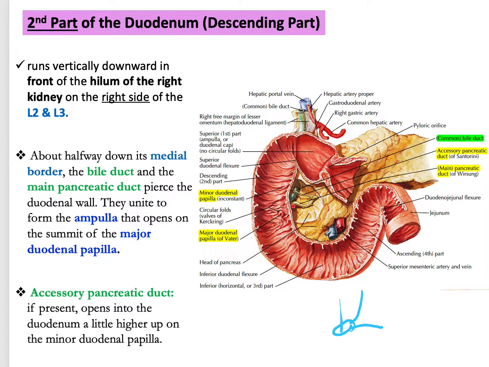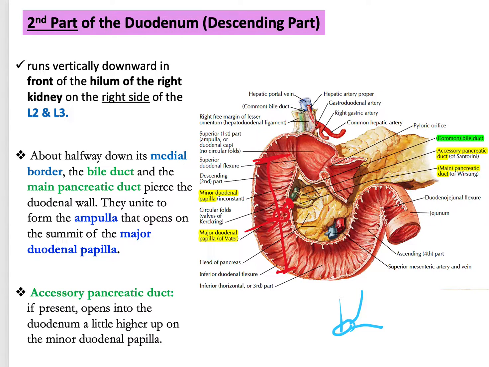So this ampulla, hepatopancreatic ampulla, opens into the medial border of the duodenum, the second part of the duodenum. Where exactly? Mainly at the halfway. So if you say this is the second part, the halfway is here.